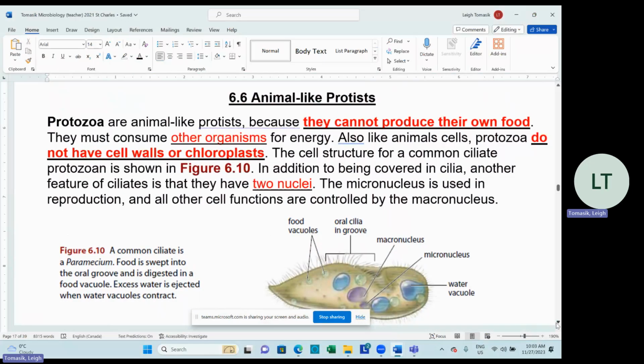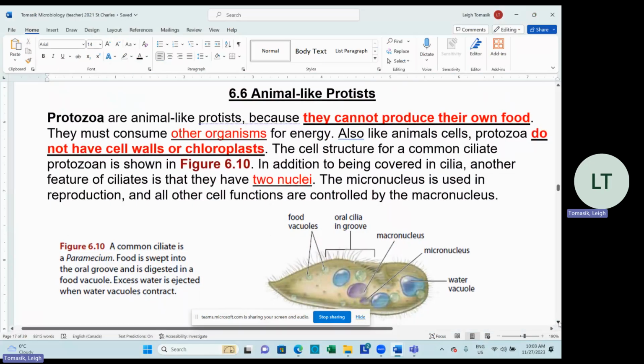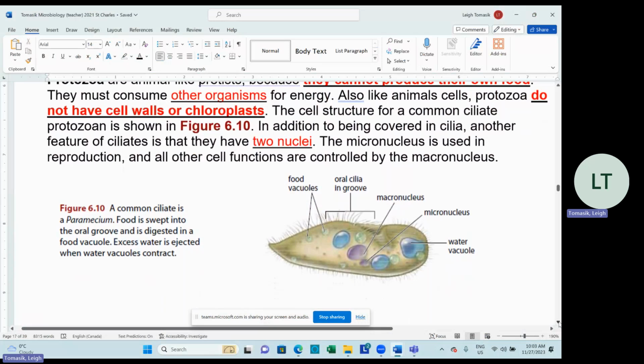The cell structure for a common ciliate protozoan is shown in figure 6.10. In addition to being covered in cilia, another feature of ciliates is that they have two nuclei. The micronucleus is used in reproduction, and all other cell functions are controlled by the macronucleus. So here we have something called a paramecium. And I'll show you what that looks like in real life under a microscope in a minute.